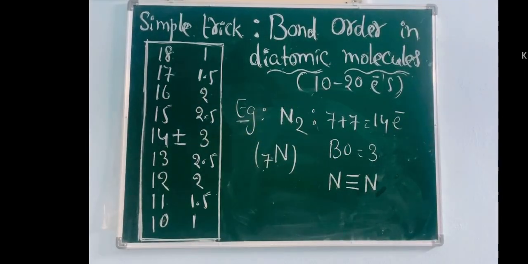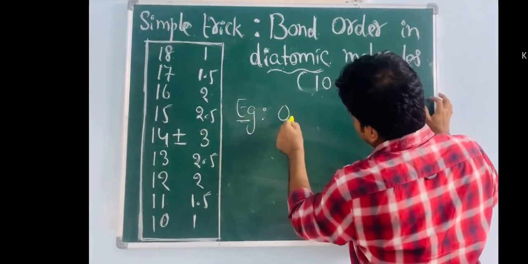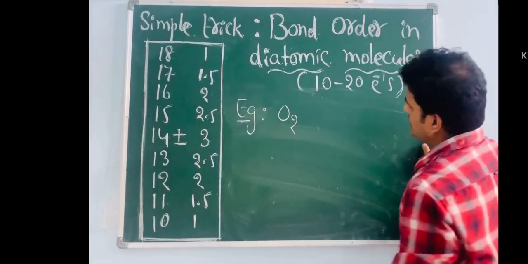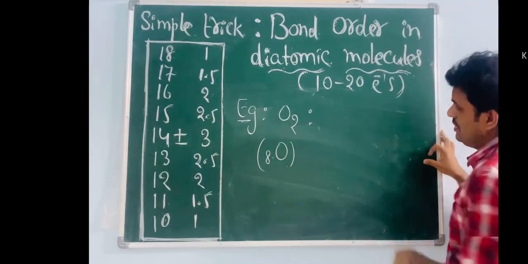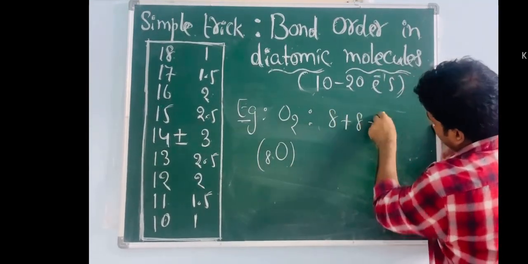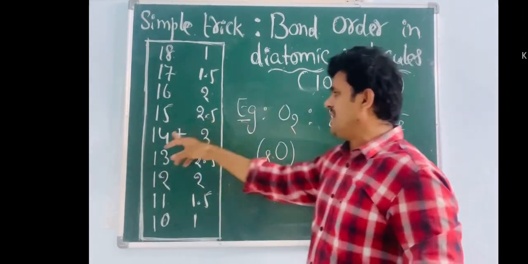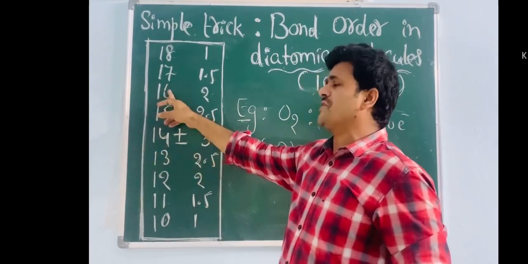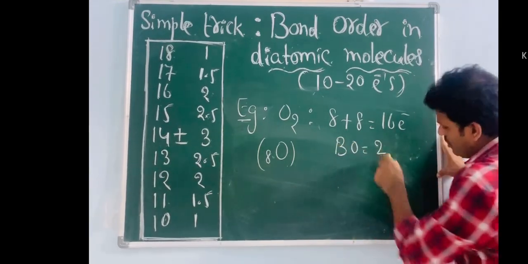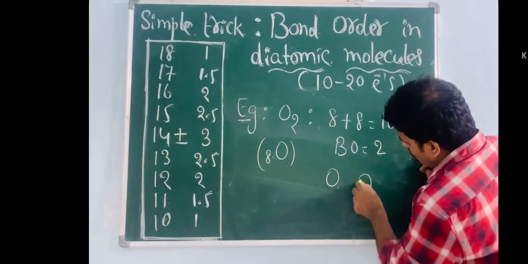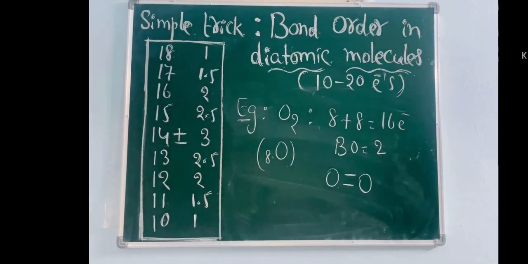Okay, next one students. Second example, the oxygen molecule. Students, in the oxygen molecule, the oxygen atomic number is 8. There are two oxygen atoms, 8 plus 8, 16 electrons. So that's why students, this 16 is nothing but 14 plus 2, and 14 plus 2 means bond order 2. So for 16 electrons, the bond order is 2. So between the two oxygen atoms, there are 2 bonds present. So this is the oxygen molecule.